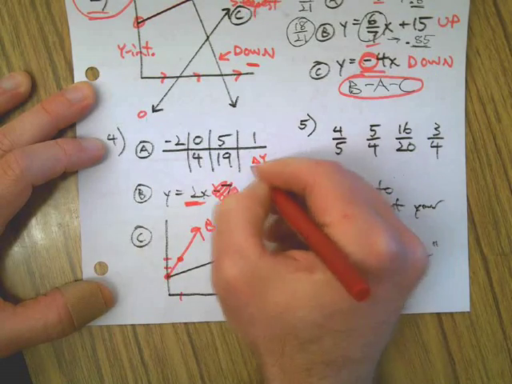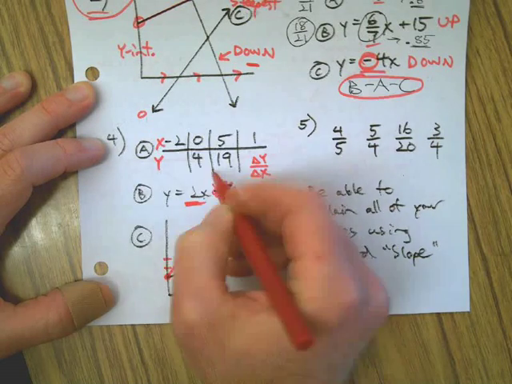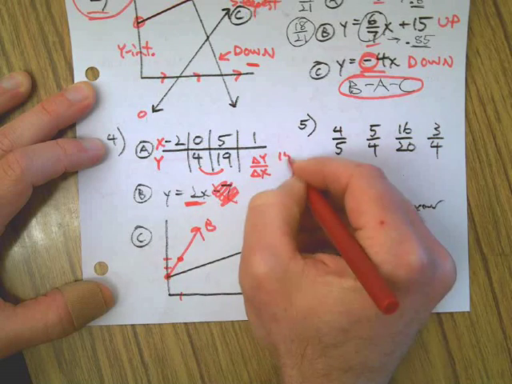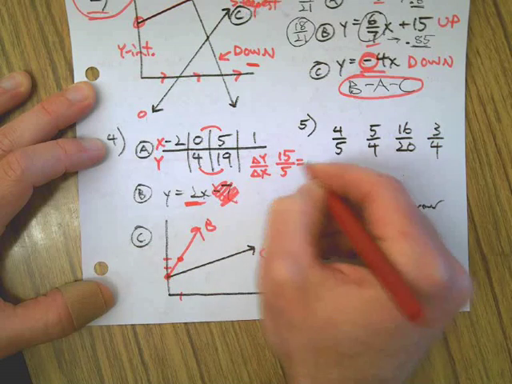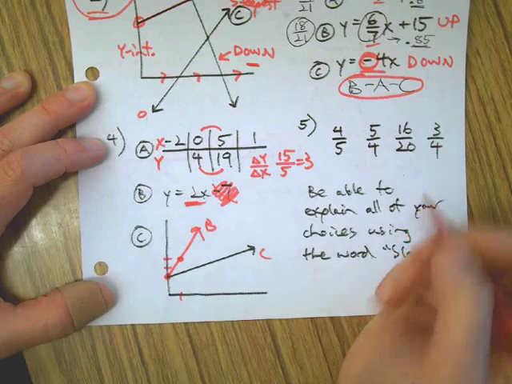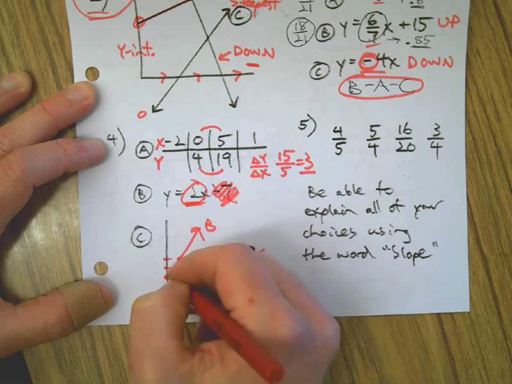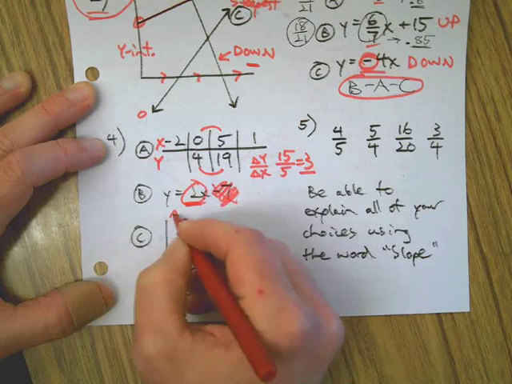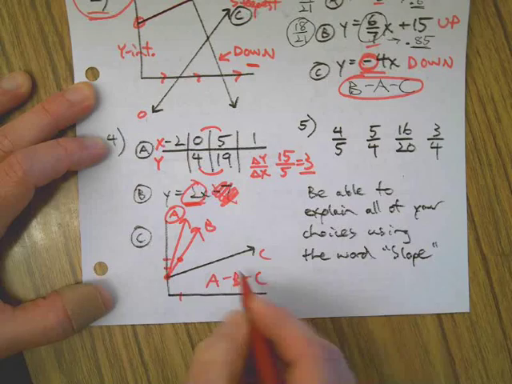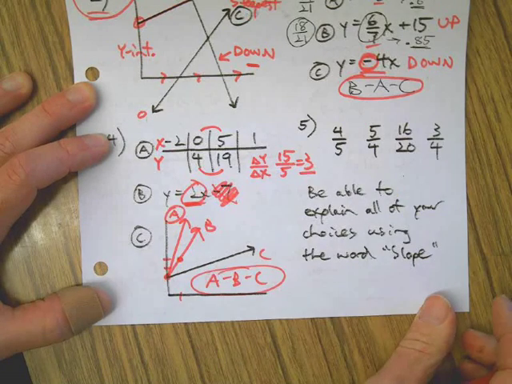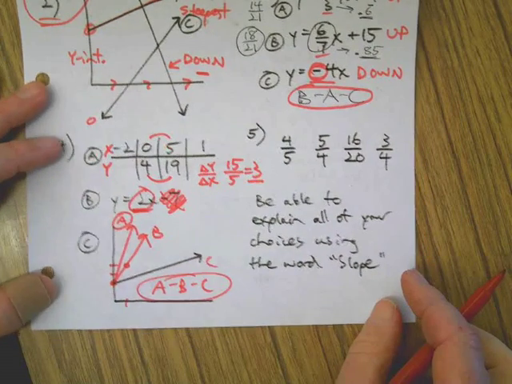The only thing here is, now what about A? Remember, it's the change in Y over the change in X. This is Y, this is X. How much is Y changing? 15. How much is X changing? 5. That simplifies to 3, which means 3 is greater than 2. If I made a graph, A would look like that. So this one is actually just A, B, C in order from greatest to least. And finally, number 5.